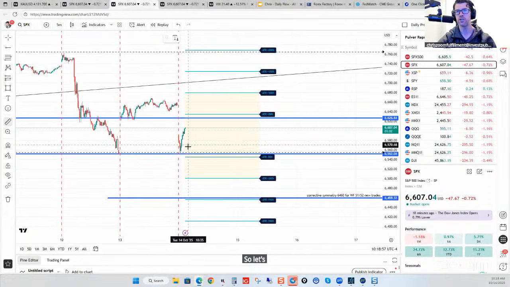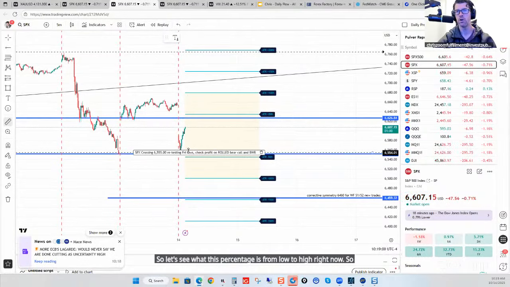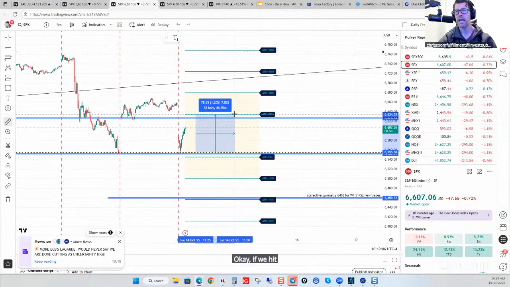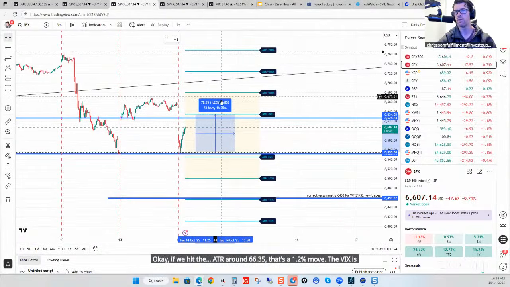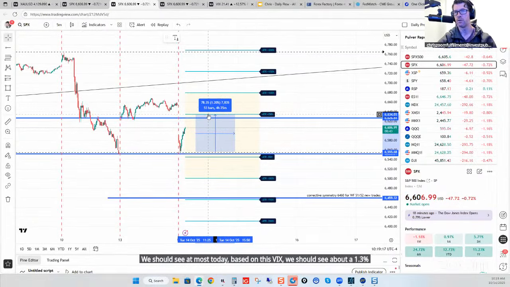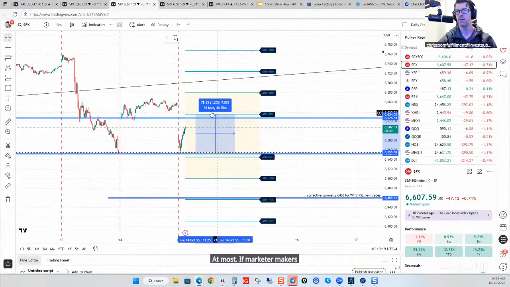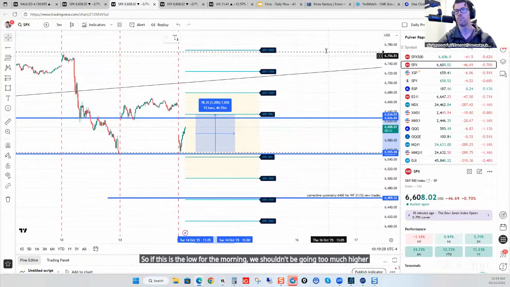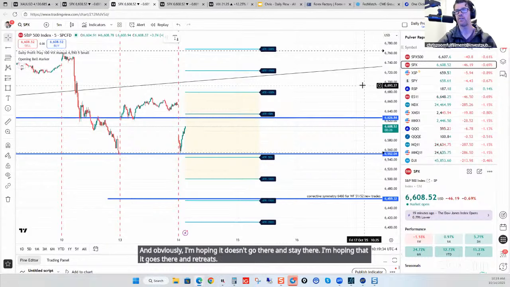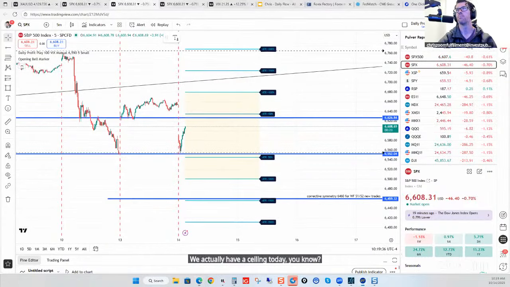So let's see what this percentage is from low to high right now. We opened here, went lower. If we hit the ATR around 66.35, that's a 1.2% move. The VIX is 21.40, so based on this VIX we should see at most about a 1.3% move today. If market makers do their job, it shouldn't be more than 1.3% from high to low. So if this is the low for the morning, we shouldn't be going too much higher than this level. I'm hoping it goes there and retreats, not stays there. We actually have a ceiling today.